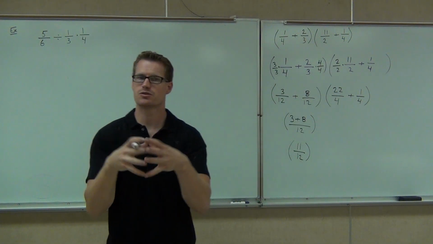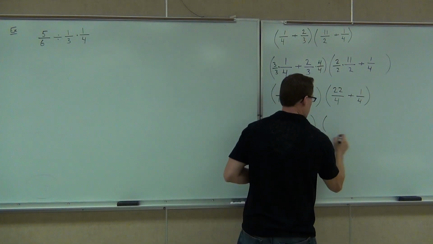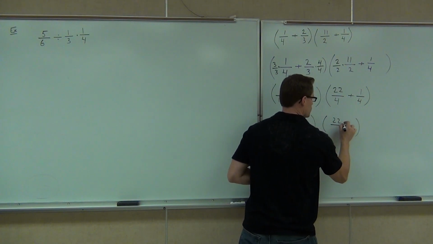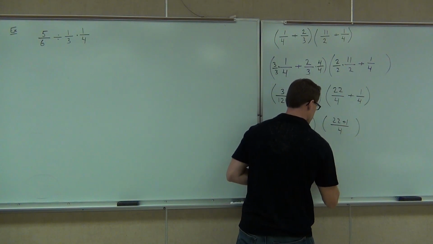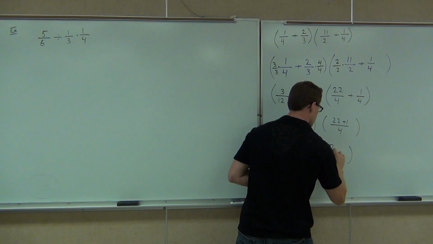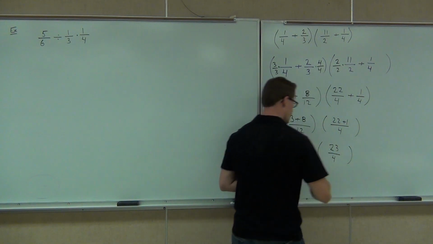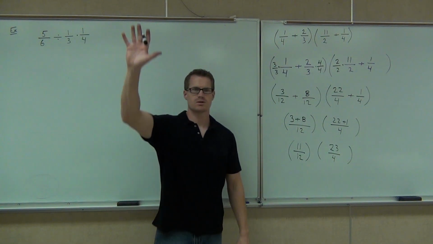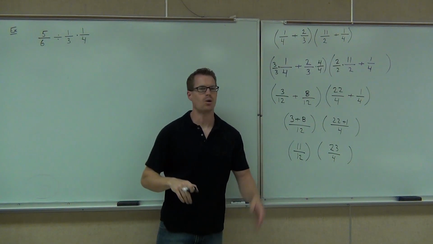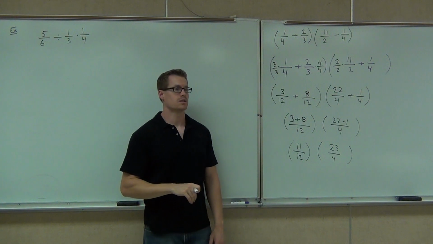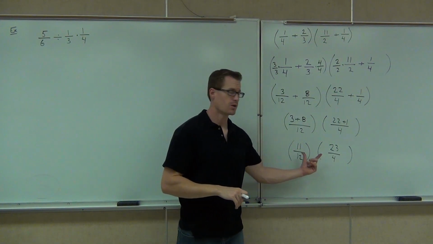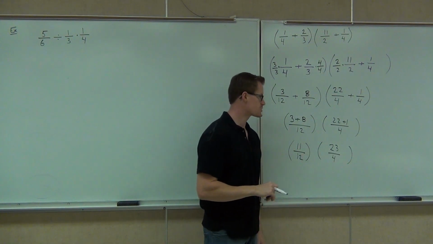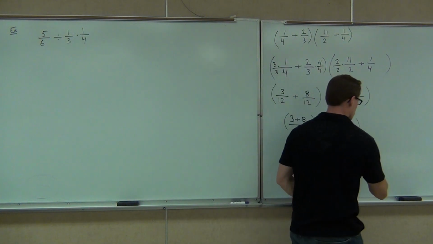That makes the LCD for us. That means we can add those fractions together now. Of course, we're going to get 22 plus 1 over 4, which is 23/4. Would you raise your hand if you feel okay with this so far? Good deal. What now? Okay, so this does mean multiply for sure. We have 11/12 times 23/4.